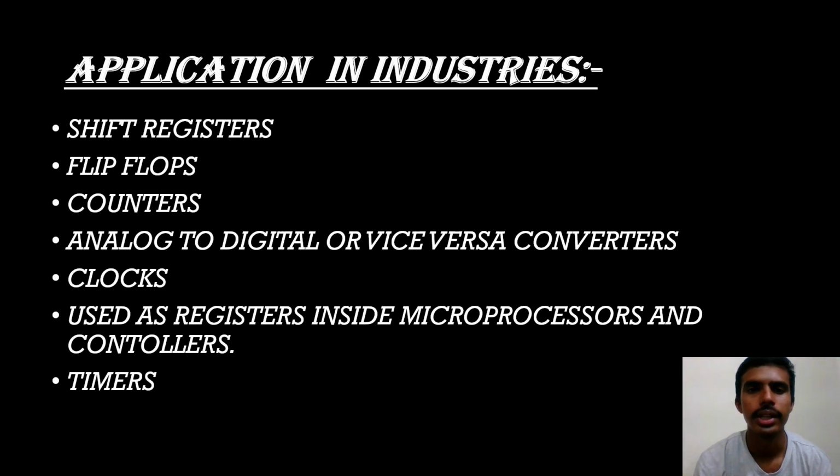Now let us understand the application of sequential circuits in the industries. As we can see, sequential circuits are used in various forms such as shift registers, flip-flops, counters, analog to digital or digital to analog converters, clocks used as registers inside microprocessors and controllers, as well as timers. So these are some of the examples of sequential circuits in industries. So let us learn about it in brief further.